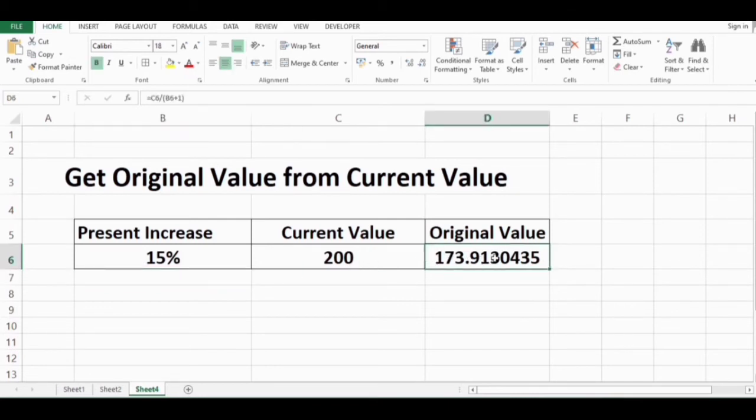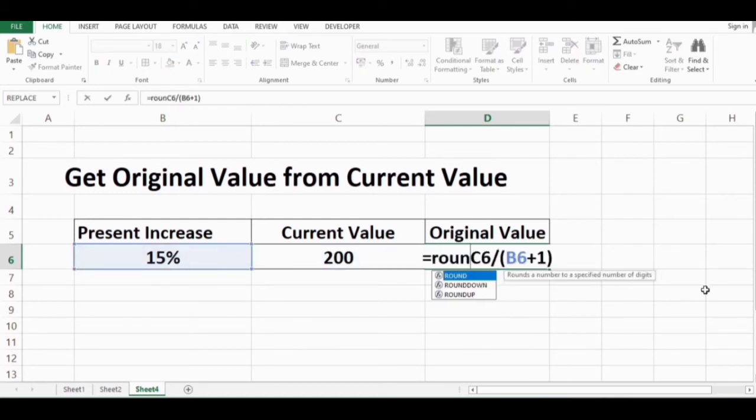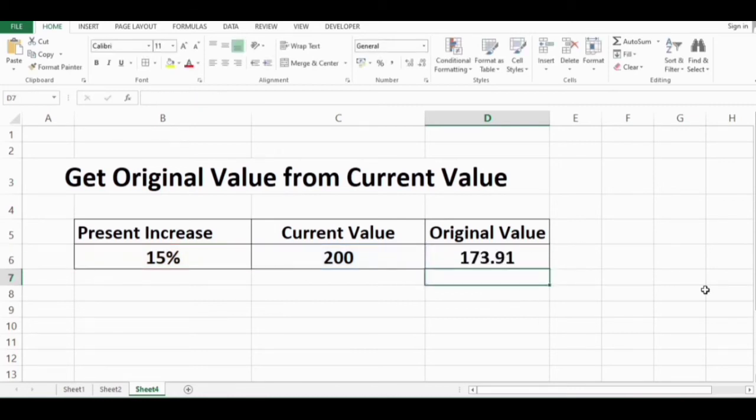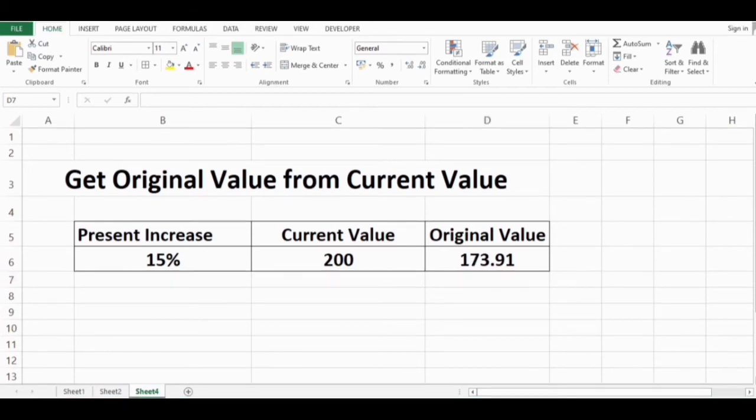You can round it off. If you want to round it off, you have to put the formula ROUND, put bracket, and suppose you want two figures after the decimal, you have to write 2, and you can see the result on your computer screen, 173.91. This is the original value.